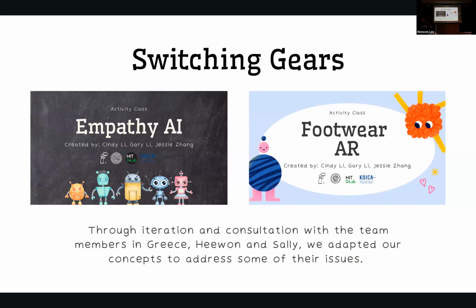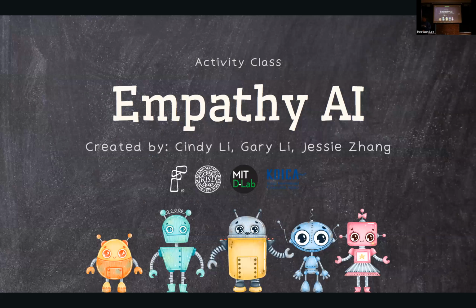Switching gears a little bit, we adapted these activities into different concepts, which are Empathy AI and Firmware AR, which we'll talk about shortly. We came to these through consultation with the team in Greece, as well as Human and Sally, to switch gears and address some of the issues that we faced with our previous concepts. And I'll hand it over to Jesse, who will go over them.